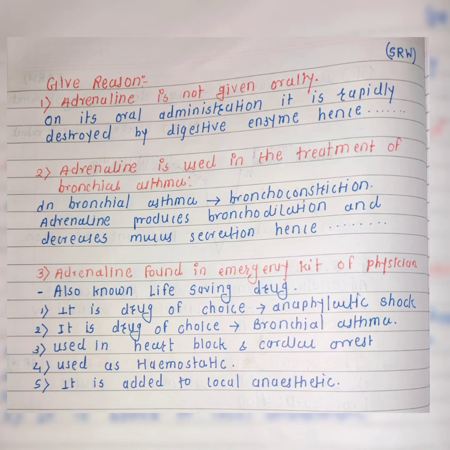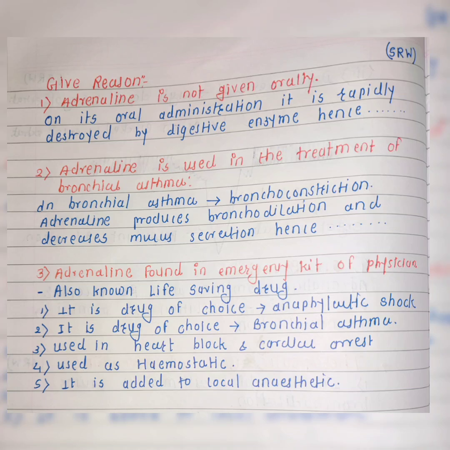Second one, adrenaline is used in the treatment of bronchial asthma. As the adrenaline combines with the receptor present in the bronchi and produces bronchodilation, and in bronchial asthma there is a bronchoconstriction, and adrenaline decreases the mucus secretion and produces bronchodilation. Hence adrenaline is used in the treatment of bronchial asthma.